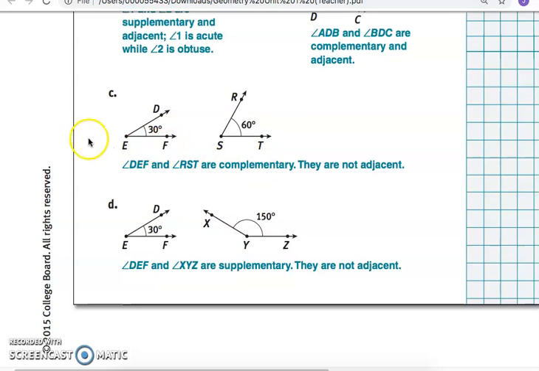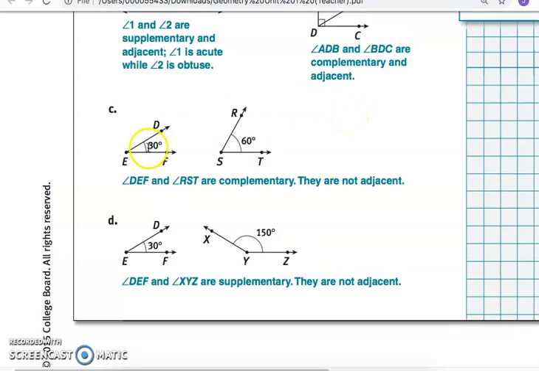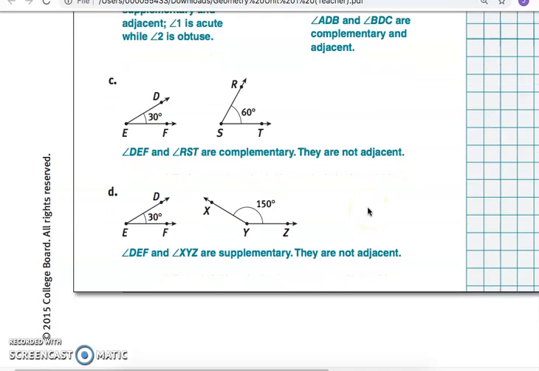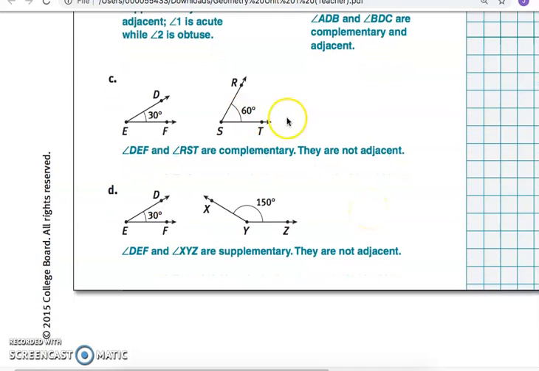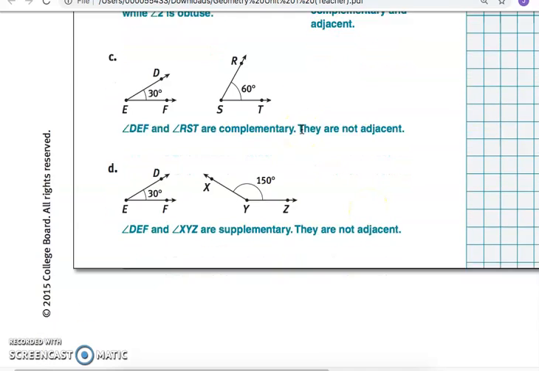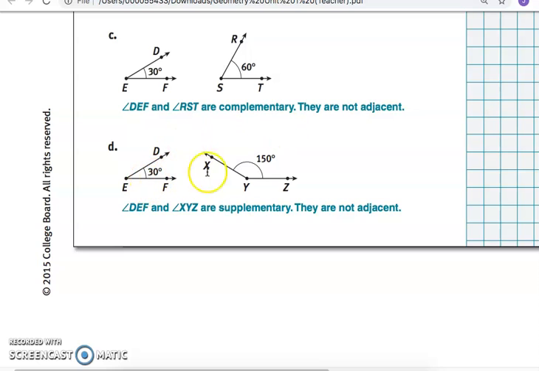Part C. Angle DEF and RST are also complementary because they add up to 90. While they aren't adjacent, they are still complementary because they will still add up to give you 90 degrees. And notice it says they are not adjacent, so that's one thing to pay attention to. Again, you could also say they're both acute, which is a similarity. And part D, you got a 30-degree angle and 150, so these 2 are supplementary because they will add up to be 180.